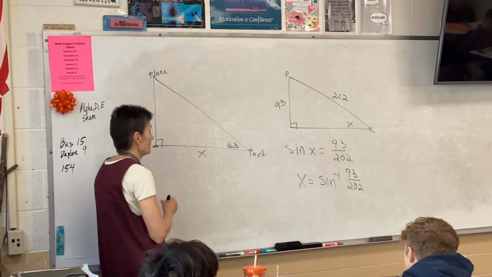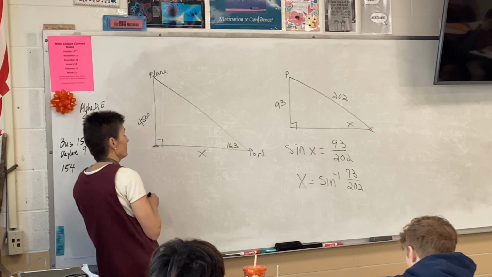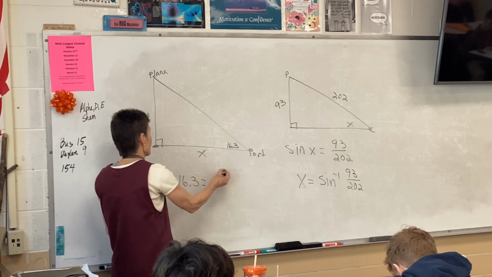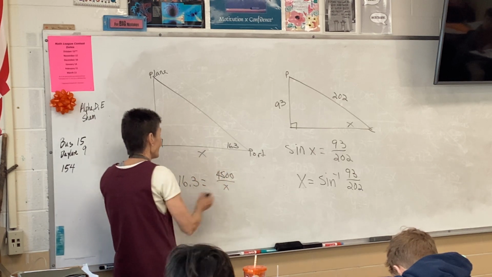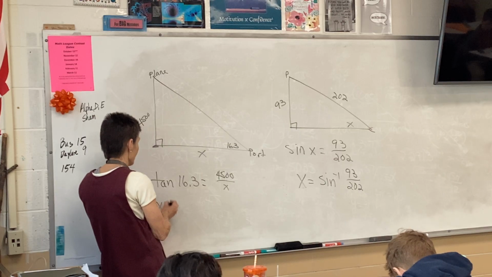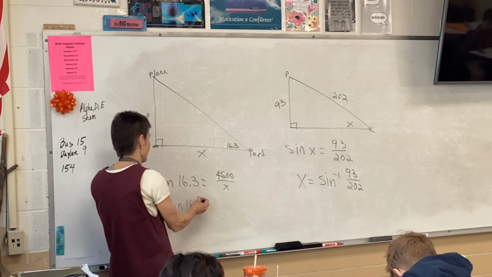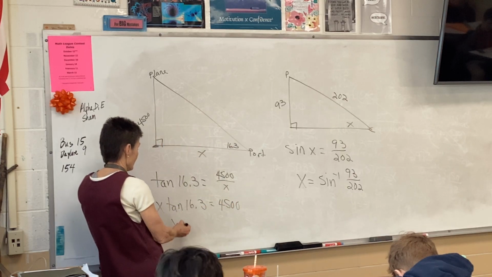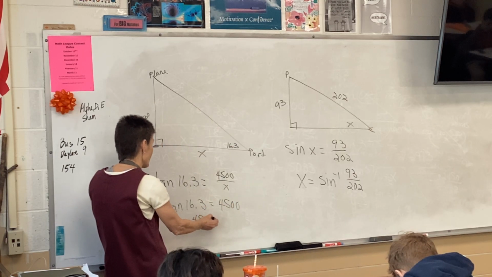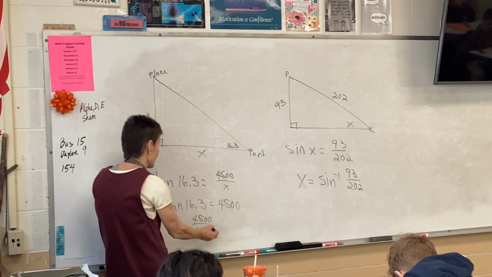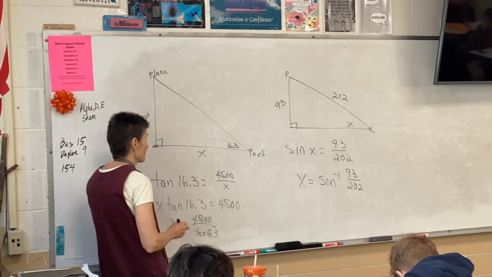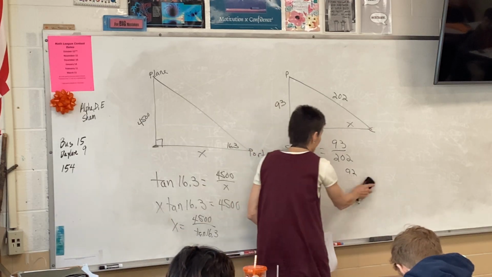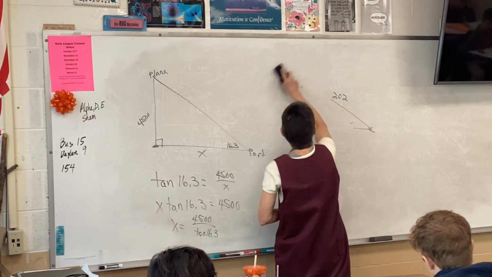Okay? Sine, cosine, or tangent? Tangent. Tan 16.3 equals 4,500 over x. Multiply by x and divide. So 4,500 over tan 16.3. Do you have a question about that?